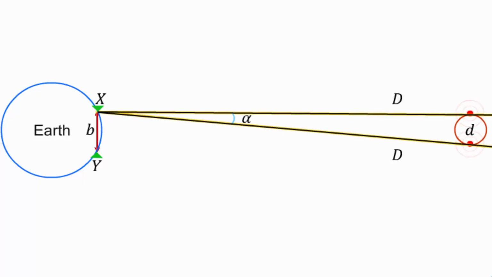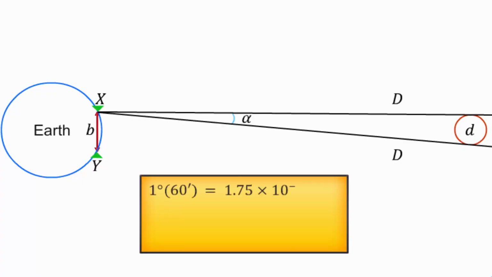For the purpose of these measurements, you must know the conversion of degrees into radians. 1 degree or 60 minutes is equal to 1.75 times 10 power minus 2 radians. 1 minute or 60 seconds is equal to 2.91 times 10 power minus 4 radians. 1 second is equal to 4.85 times 10 power minus 6 radians.